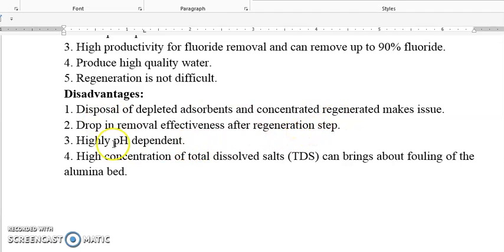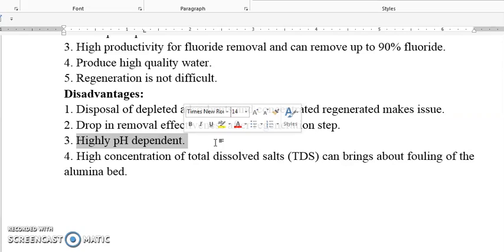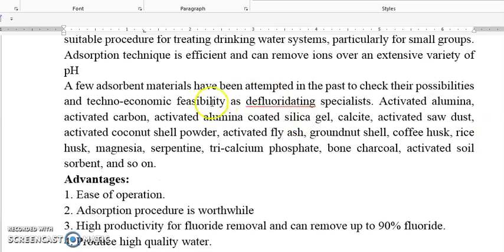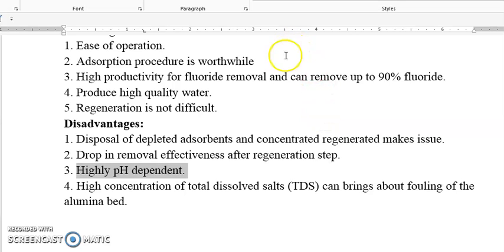And as the time passes, the effectiveness of the adsorbing power of the material goes on reducing, so there is a drop in the removal effectiveness. Many of these adsorbents are highly pH dependent, so they work properly at a particular pH only. So depending on which adsorbent material you are using, the pH suitable for that material has to be taken care of properly, and you have to maintain that pH only, right? High concentration of total dissolved solids can bring about fouling of the alumina bed, right? So that is another problem.